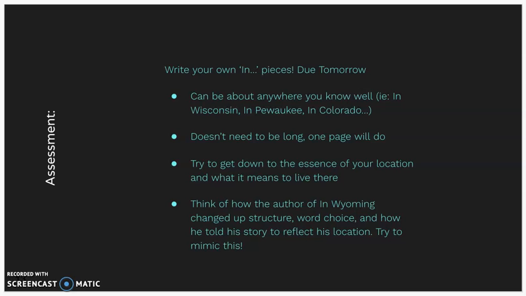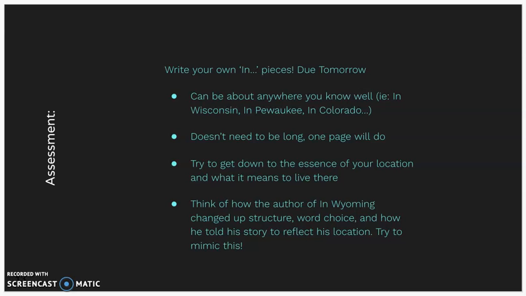I want you guys to think about how the author of "In Wyoming" changed up the structure, word choice, and metaphors to reflect his location. He didn't just sit down and pull up Wikipedia and talk about, like, living in Wyoming, there's this many people, and these are the animals, and this is the main town. You're not supposed to just be listing off. You're supposed to be creatively describing, through more specific word choice and sentence structure and metaphors, all of these things, what it means to live there.